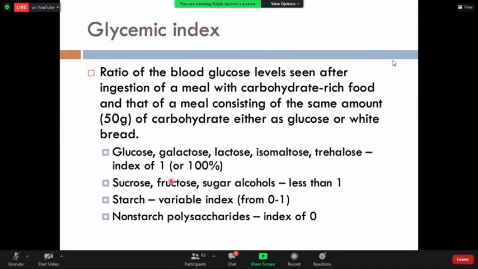Okay, I'm sure you're familiar with your glycemic index. So this tells us how much of the carbohydrate that we eat is being hydrolyzed. So the higher the glycemic index, the better it is hydrolyzed and absorbed. And the lower it is, the more resistant it is to hydrolysis and absorption. Okay. So take note, these are examples of carbohydrates that have an index of 1, so high glycemic index. And an example of a low glycemic index would be the non-starch polysaccharides or the fibers.